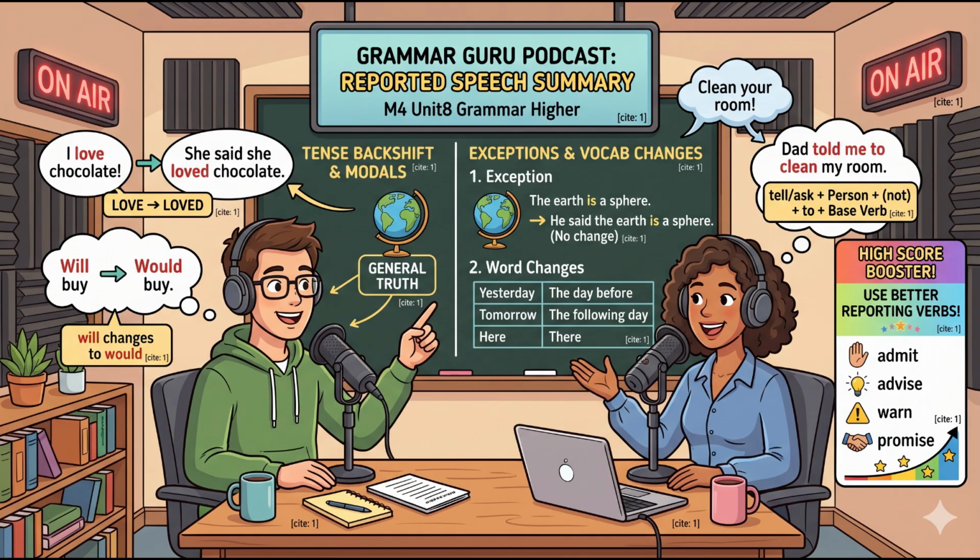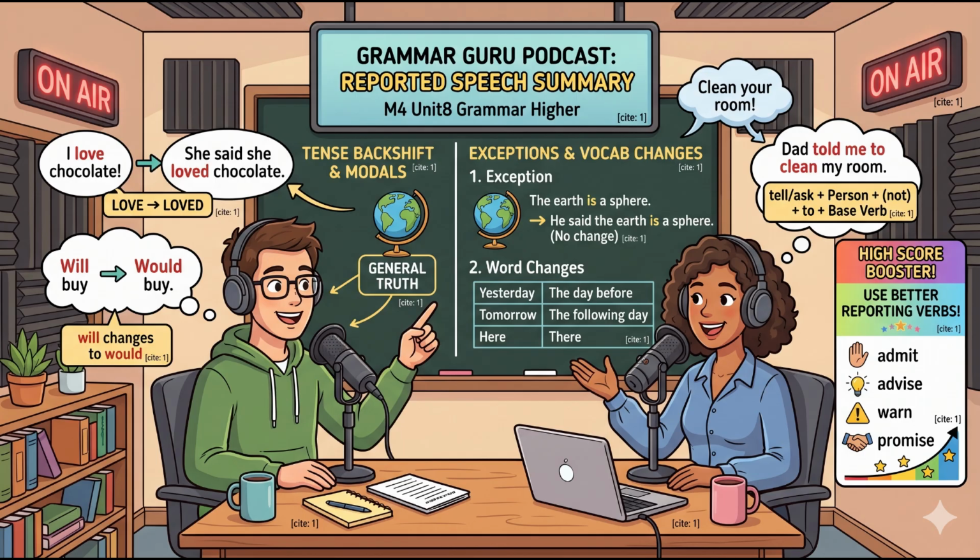So you have to put the quote in a time machine, just age the verb. Exactly. You usually step it back one tense. So a simple present statement like "I love chocolate" becomes past tense: "She said she loved chocolate." Okay, so present shifts to past. Past and present perfect shift to past perfect. Will becomes would, right? You got it. That's the core time travel rule, the tense back shift.